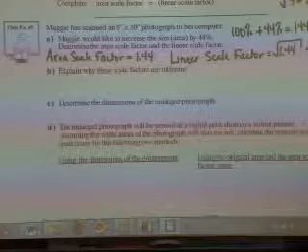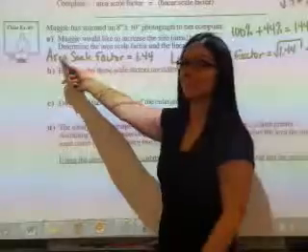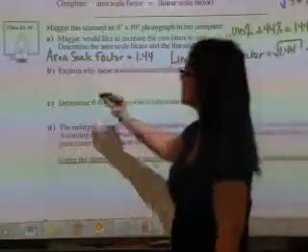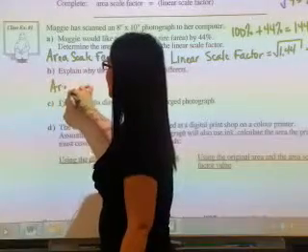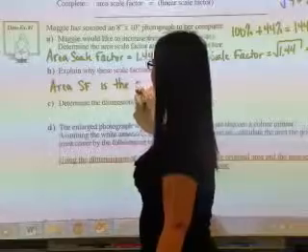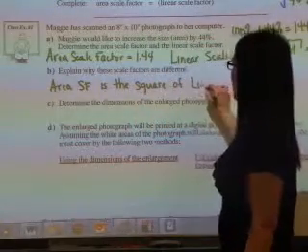Why are my scale factors different? Well, one of them is area and the other one is linear scale. So the area scale factor is the square of the linear scale factor.